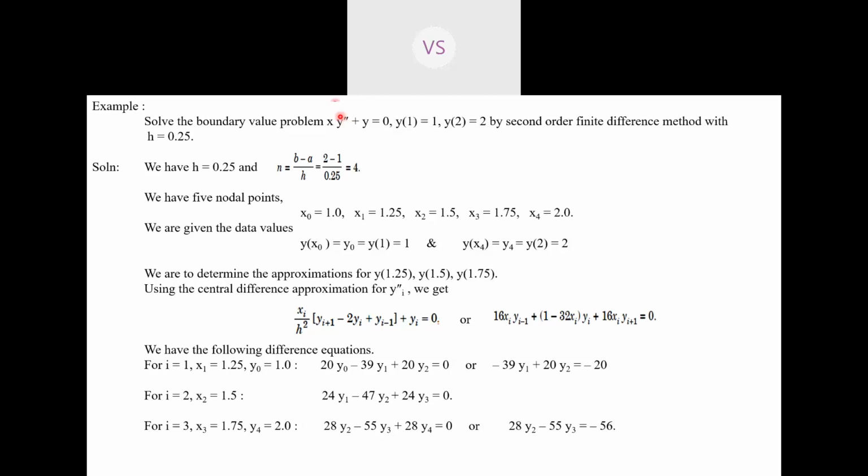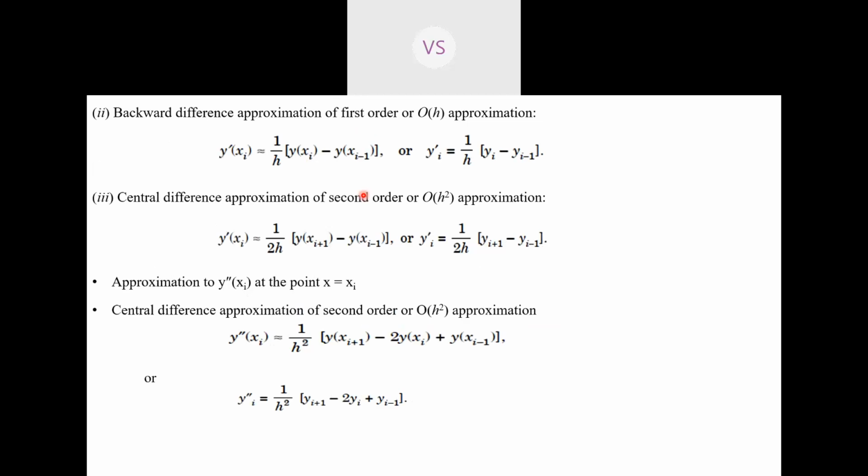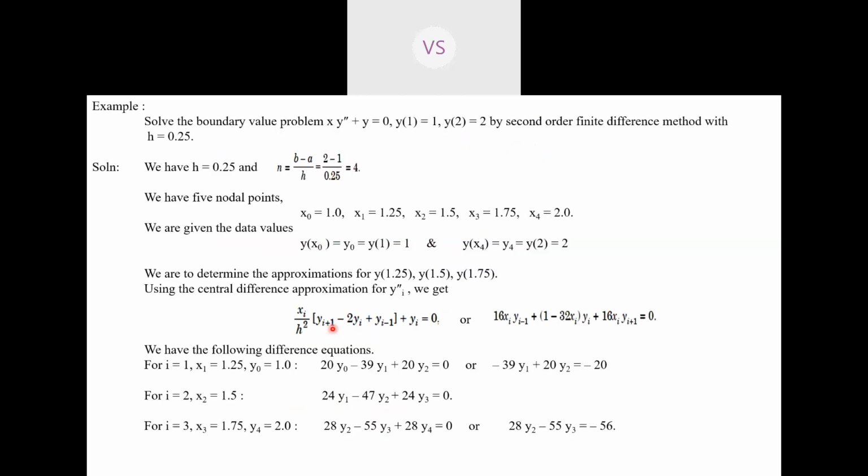Now y dash, what is the formula for y dash? By central approximation method, the formula for y dash is 1 upon h square into yi plus 1 minus 2 yi plus yi minus 1. This formula we are going to substitute over here. So xi as it is, 1 by h square yi plus 1 minus 2 yi plus yi minus 1 as it is, plus this y we are replacing by yi is equal to 0.